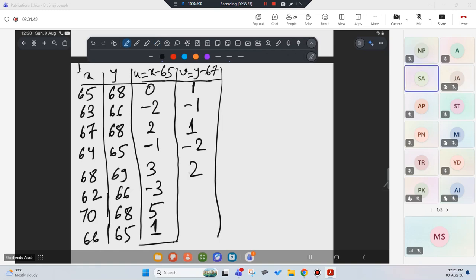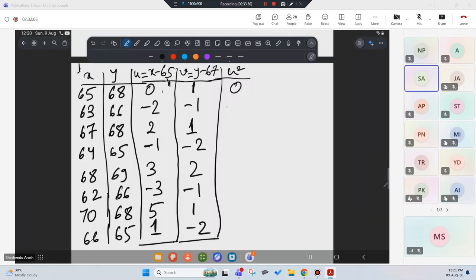Minus 2, 2, 6, 9, 6, 7, 2, yes. 2 minus 1, 1 minus 2. So I put the two new variables. So this is the required. What else do I need? I need the u square, right? u square for the variance purpose. So I'll just take u square of this particular column.